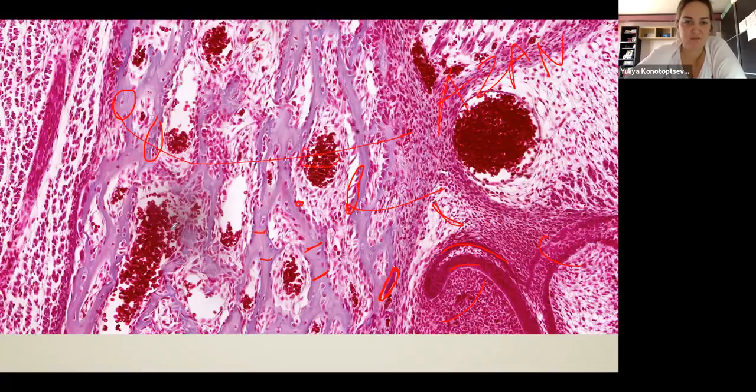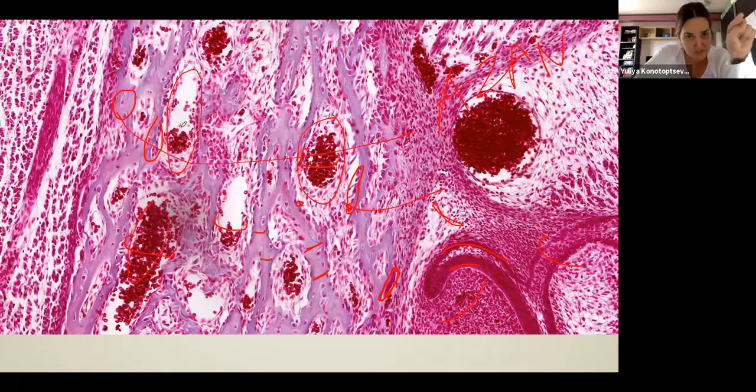This is a blood vessel. This is a blood vessel filled with red blood cells. Cartilage is avascular. Cartilage will not have these blood vessels, and all of this tissue will be very compact, very close to each other, right? But you see that in the bone there are lots of spaces, and these spaces are filled with blood vessels. Very good. Bone is vascular, cartilage is avascular.